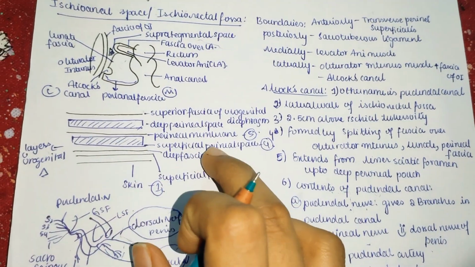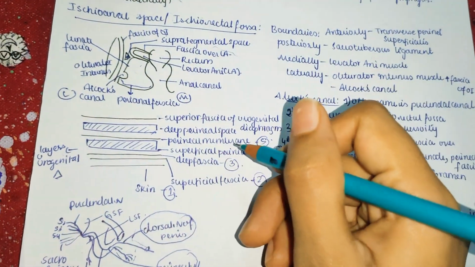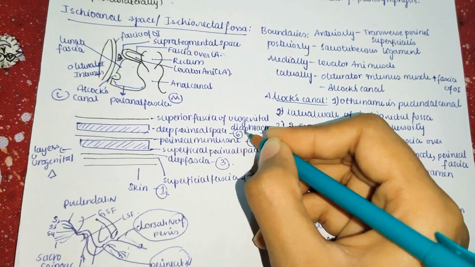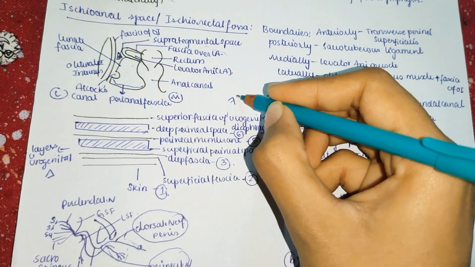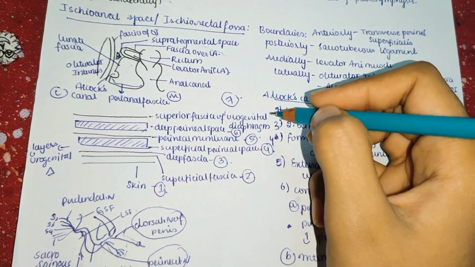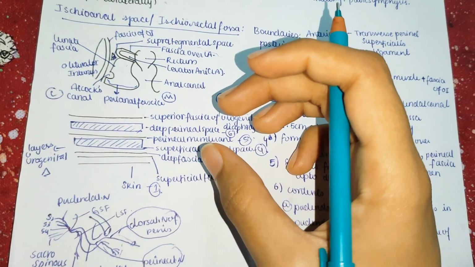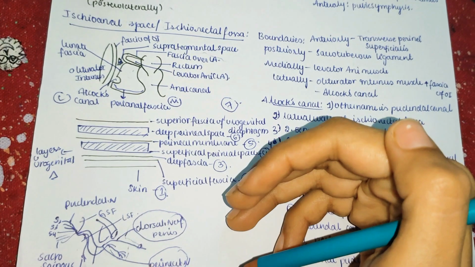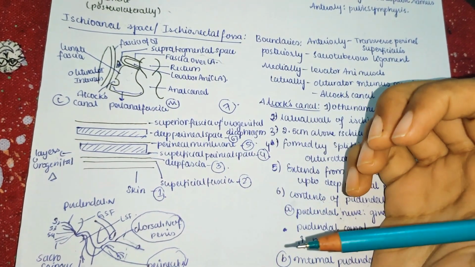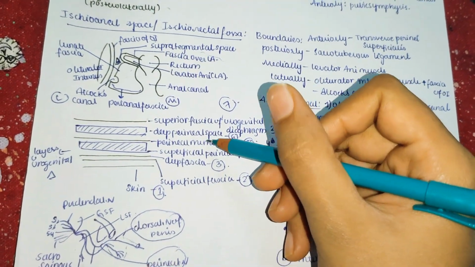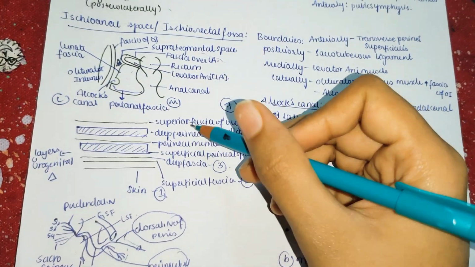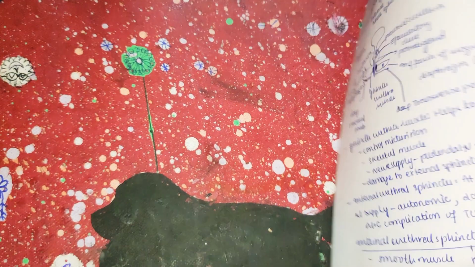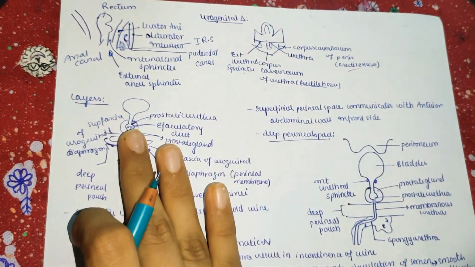You can see the superficial perineal space is above the perineal membrane. Once you go after the perineal membrane, it is the deep perineal space. So this is the deep perineal space, and this one is the superficial fascia of the urogenital diaphragm. So remember, these are the layers of the urogenital triangle. First, skin, superficial fascia, deep fascia, superficial perineal space. Next, the perineal membrane. Anything after the perineal membrane will be the deep perineal space and the superficial fascia of the urogenital diaphragm. Okay, so those are the different layers.